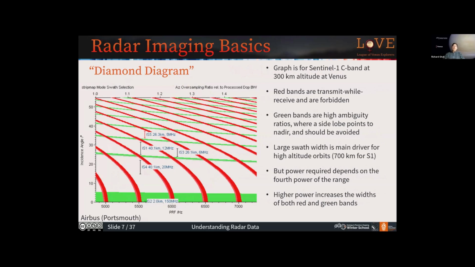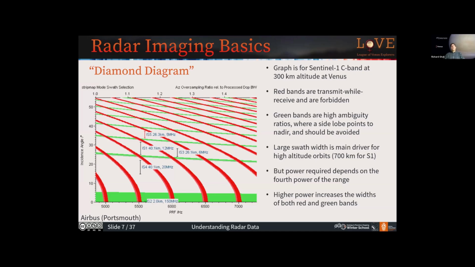And why would we want to do that? It's because we have to transmit and receive the signal that's returned. That beam that we transmit has to get to the ground, hit the ground, reflect back and come back to the spacecraft. And that takes a certain amount of time. And what we can't do is image while we're doing that. So we have to image in the gaps in between.